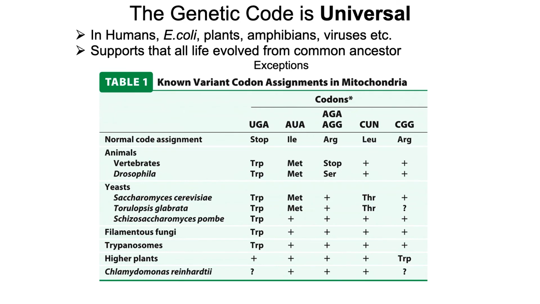Now, the genetic code is universal. Humans, E. coli, plants, amphibians, viruses all use the same genetic code. There are a couple of very minor exceptions, but for the most part it is absolutely universal, which means you can take a human gene, pop it into bacteria, and that bacteria will read that gene, write the messenger RNA, and translate that messenger RNA just fine, and that's absolutely essential for recombinant DNA technology.